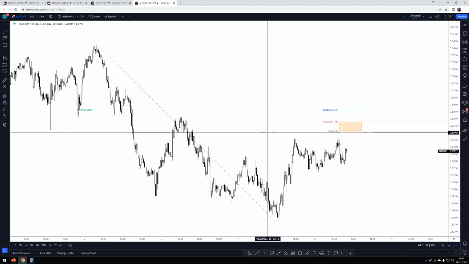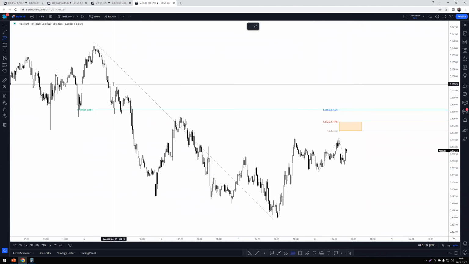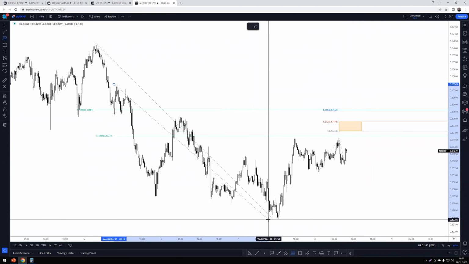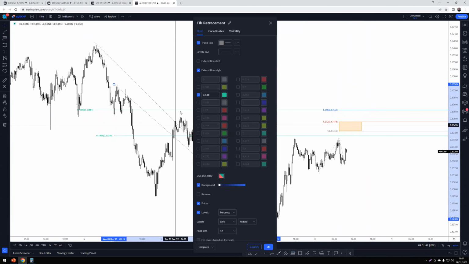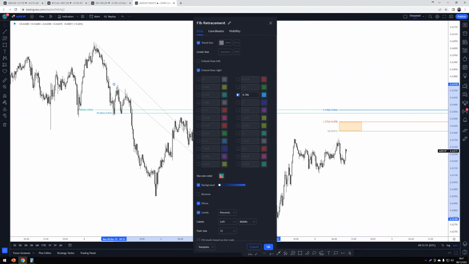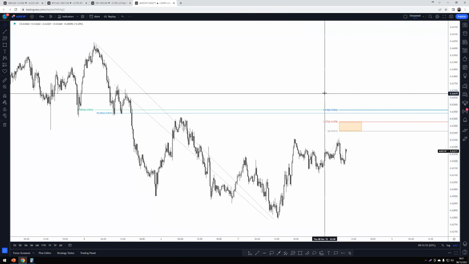Let's see if we can find anything else that aligns with this. Let's take this high here and test the Fibonacci retracements. Let's remove this one and let's go a bit deeper. Nope, 78.6. So look, we have the 78.6%.